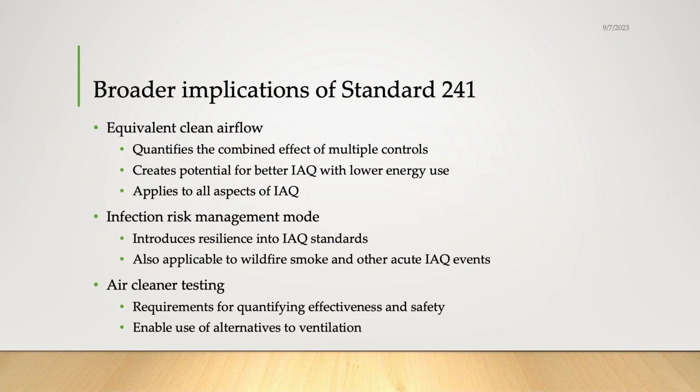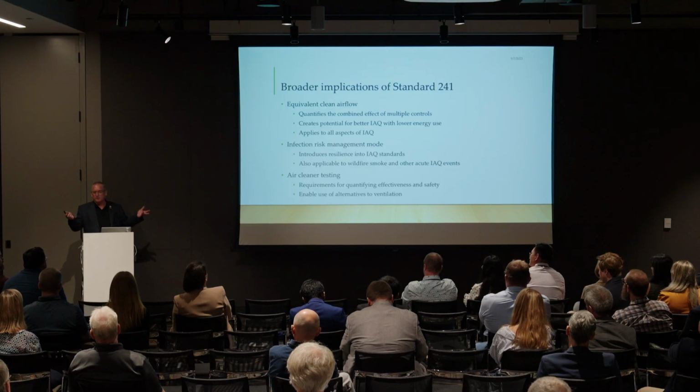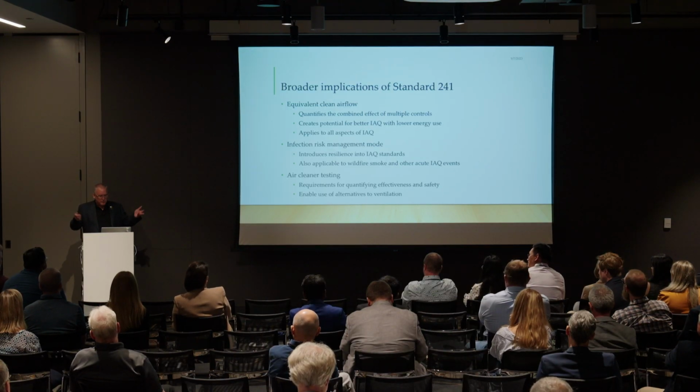Infection risk management mode, as we've already touched on, brings resilience into these standards, and it's really needed not just for infection risk, but also for wildfires and other events that might be periodic and acute. And then the air cleaner testing requirements. I don't think there's really a good path to a high IAQ, low energy, low carbon future without alternatives to ventilation. It's just not something that's going to work if we're going to condition that air when we bring it in. Of course, if we just have free running buildings with no heating or cooling, that's a different matter, but most of us wouldn't want to be in those. So I think there are a lot of things here that may change standards in the future.